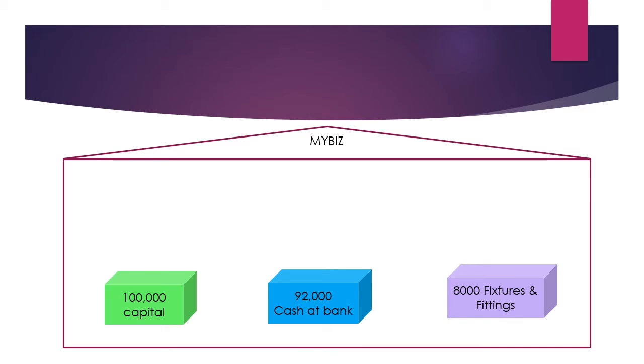DR debit fixtures and fittings. Now the business has 100,000 of capital, 92,000 cash at bank, and 8,000 ringgit of fixtures and fittings. So if you look into the accounting equation, assets must equal owner's equity plus liability. So now the assets, you have cash at bank and fixtures and fittings. You add them up, it is 100,000. So it equals the capital or the owner's equity, 100,000.